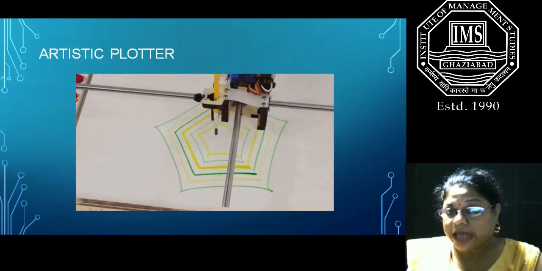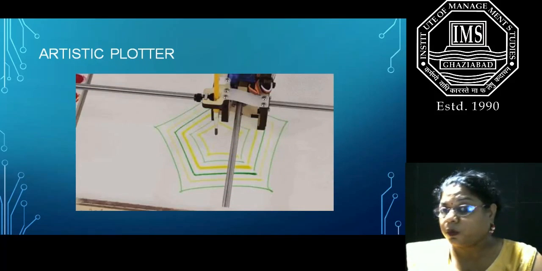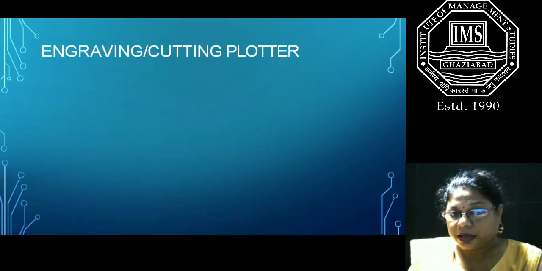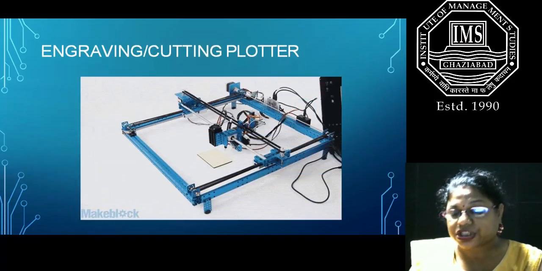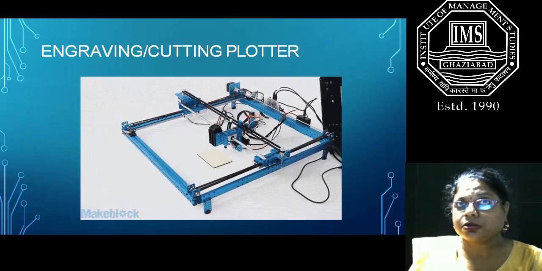Now this is a type of artistic plotter. There are two types of artistic plotter. One is the pen attached, through which we can produce the drawing. Another is the cutting plotter, in which the cutting blades are attached to the plotter, which is going to create any shape that we wanted to cut out. It can also be known as the engraving or cutting plotter.